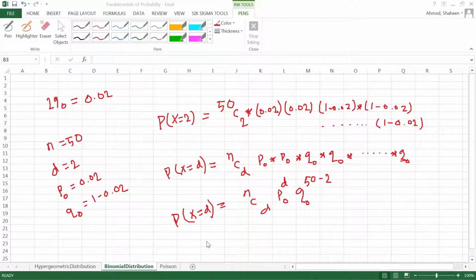And then I can write these as this 50 and 2. I actually wanted to do it earlier, but I forgot. So NCD and then P0 to the D, Q0. Instead of 50 I can write the sample size, and instead of 2 I can write my number of defectives. So that's it about the binomial distribution.